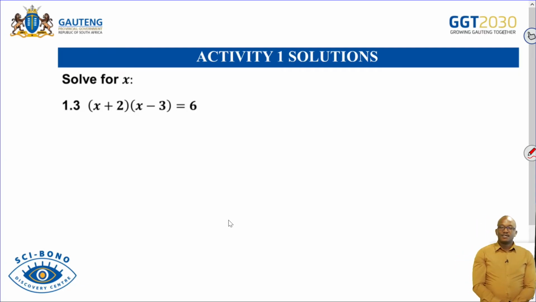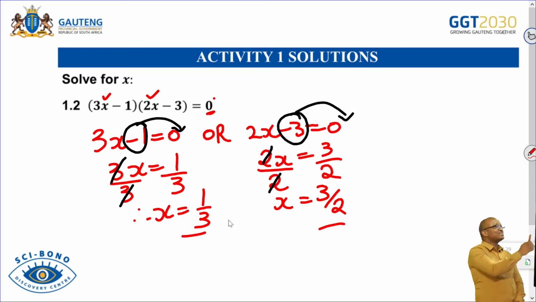Looking at the third one, 1.3, we are solving for x and you are given the equation: open bracket, x plus 2, close the bracket, into open bracket, x negative 3, close bracket, is equal to 6. This is another misconception that learners will make, and they must avoid that at all costs. On the previous slide, if you check, the equation was equal to 0.